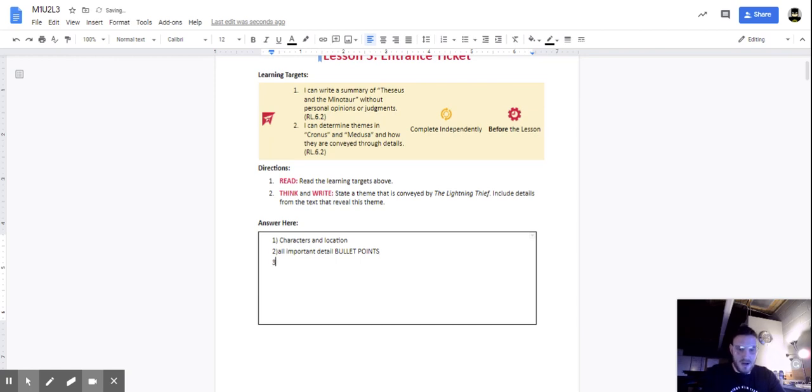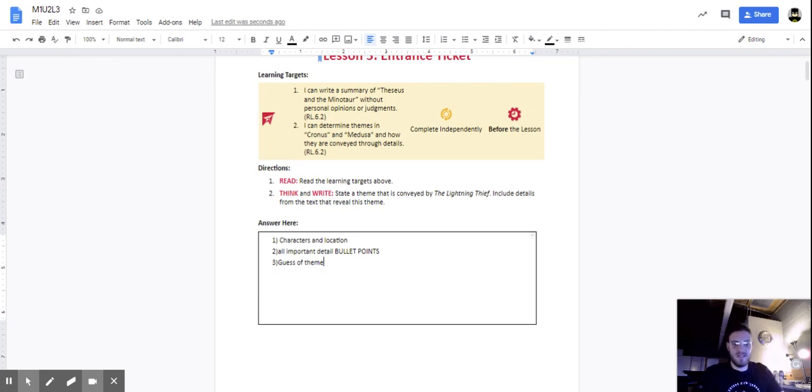And then the last part is just going to be your guess of theme. Remember, theme is a universal idea or something that happens in all books. So like good versus evil, or good overcomes evil, or don't give up, or anything like that. Like something that is in multiple stories. So guess of theme.